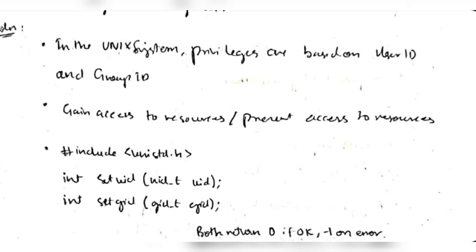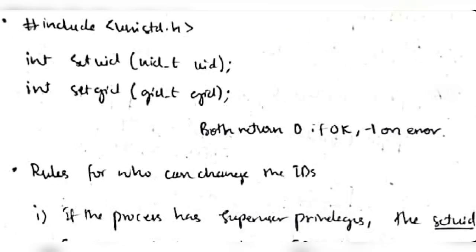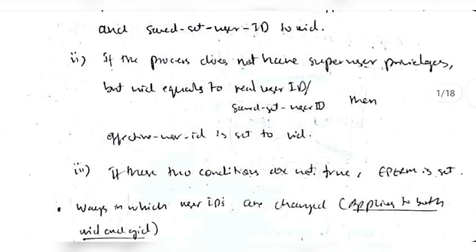To gain access to resources and to prevent access to resources, that's why we have to change the user IDs. The other way is also true: if there is a person who is not eligible to access but has a user ID through which he can access it, then I have to change the user ID of that person. At that time I'll be using the function set user ID. This is the syntax. Basically you just have to remember setuid and setgid. And there are three rules for who can change the user ID.